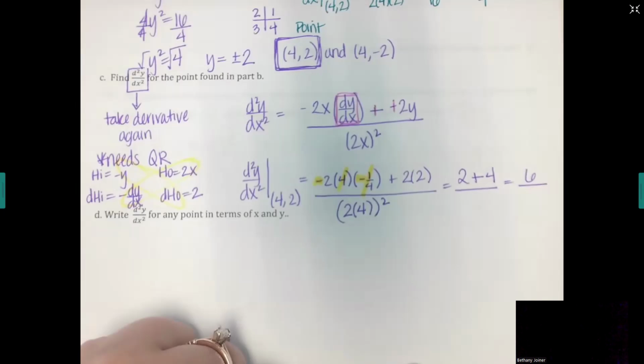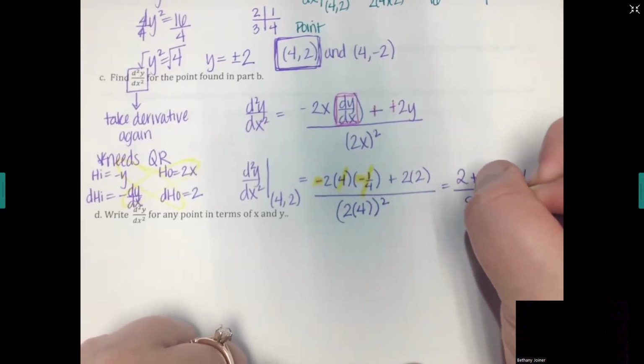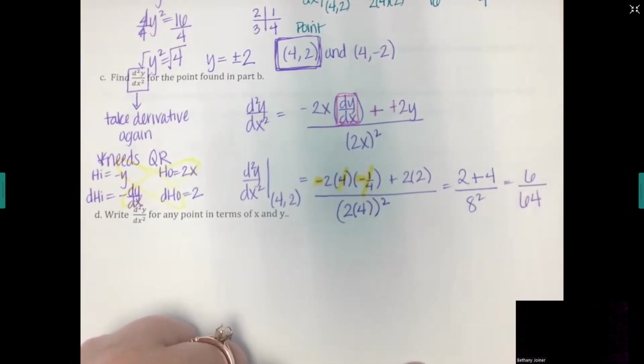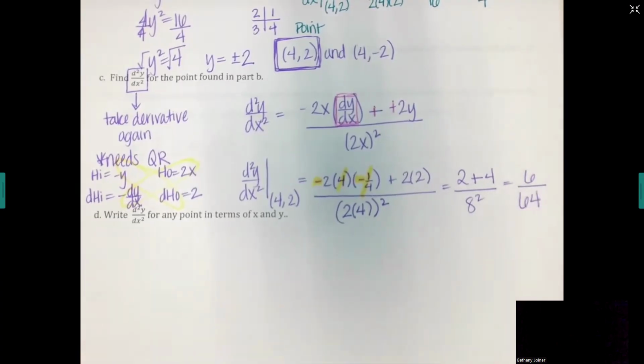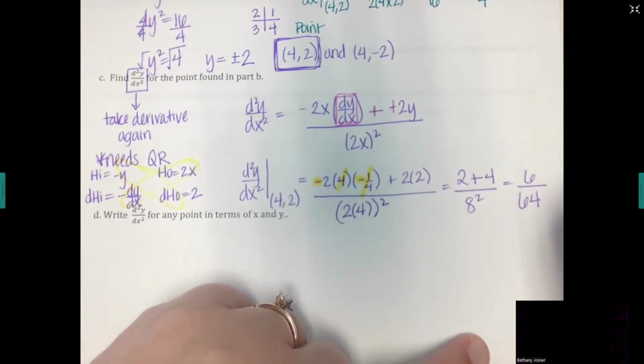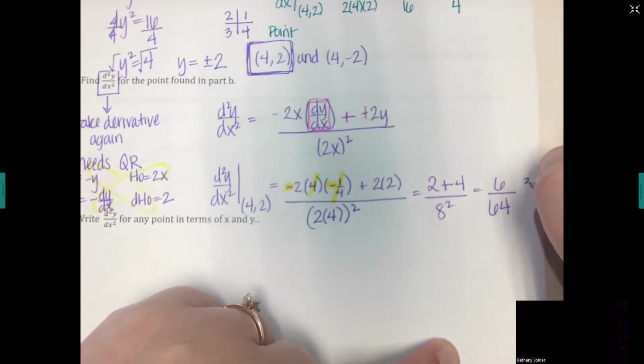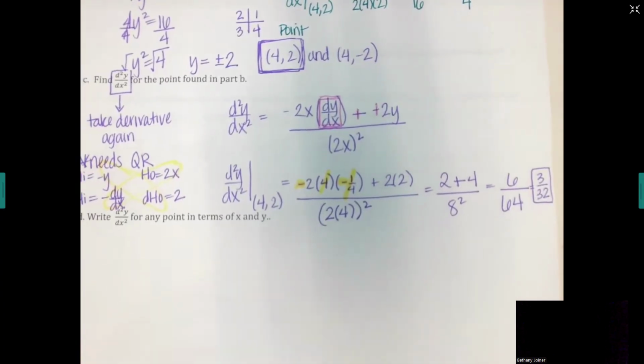Okay, and then on the bottom, follow PEMDAS. You're going to multiply that parentheses out first, then square it. So 2 times 4 is 8. What's 8 squared? 64. Okay. That will reduce. You can do it if you want to. It'd be 3 over 32. Okay. Questions on that?